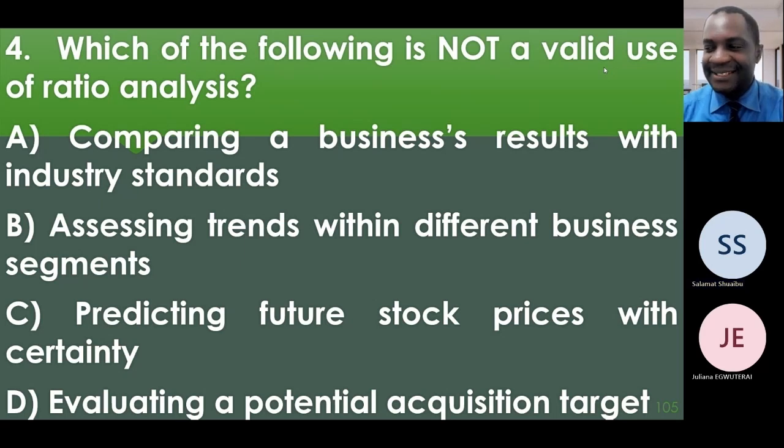Who is saying C, S or G? S. D, evaluating a potential acquisition target. Which of the following is not a valid use of ratio analysis? Comparing a business's results with industry standards, assessing trends within different business segments, predicting future stock prices with certainty, evaluating a potential acquisition target. C. Two of them are almost the same thing in the options. Okay, we'll see the result.